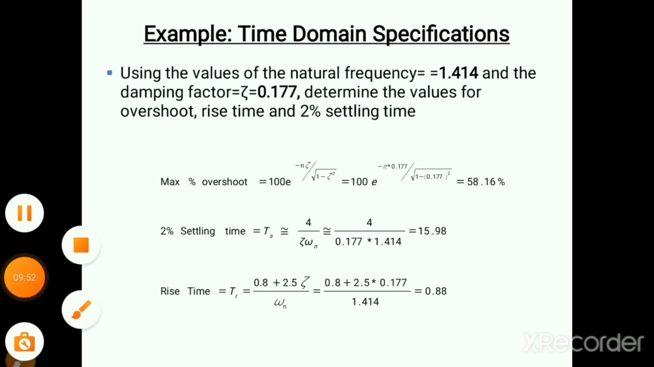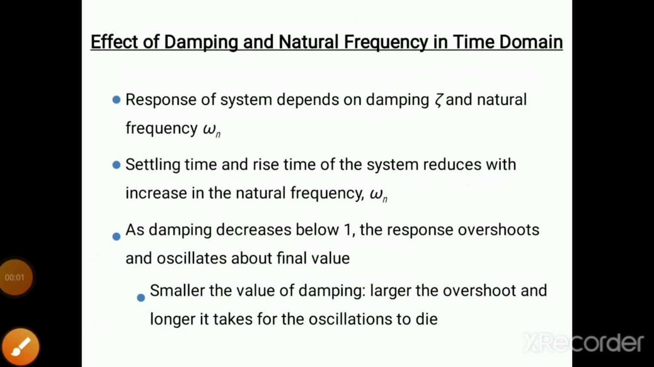Now we'll study the effect of damping and natural frequency in time domain analysis. So the response of the system depends upon damping and natural frequency. As we have already studied, damping is zeta and natural frequency is omega n. So what happens? Settling time and rise time of the system reduce with increasing natural frequency omega n. If you increase natural frequency, automatically settling time and rise time will get reduced.